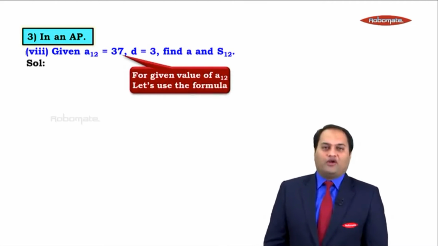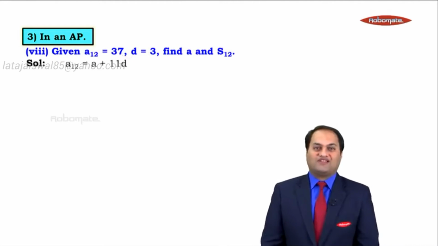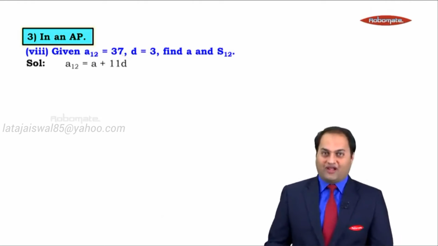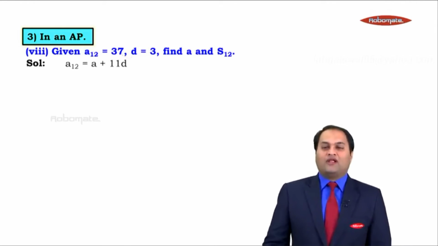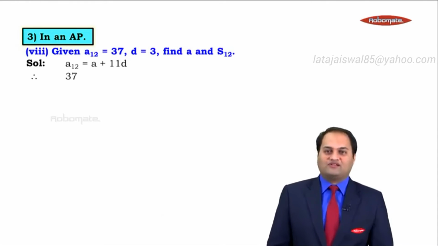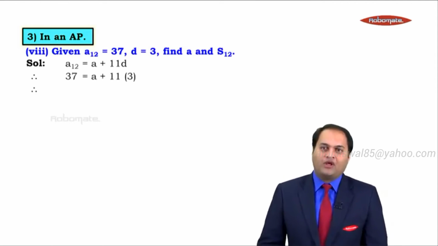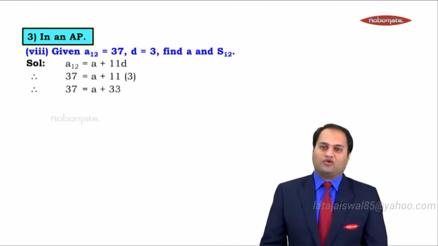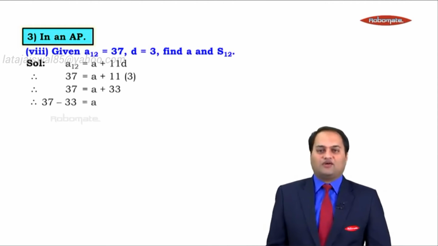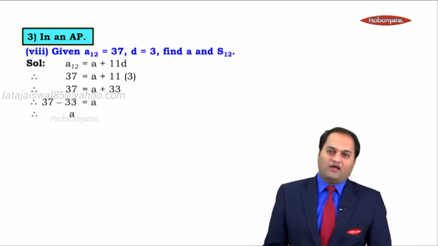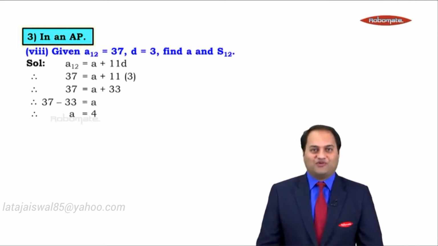For the given value of A12, first let's use the AN formula. So A12 is equal to A plus 11D as per the AN formula, something which we have already studied. Let's substitute the values. A12 is 37, A is A, and 11 into D is 3. So you get 37 is equal to A plus 33. You get 37 minus 33 is equal to A. So you get A is equal to 4. Find A, answer is A is equal to 4.